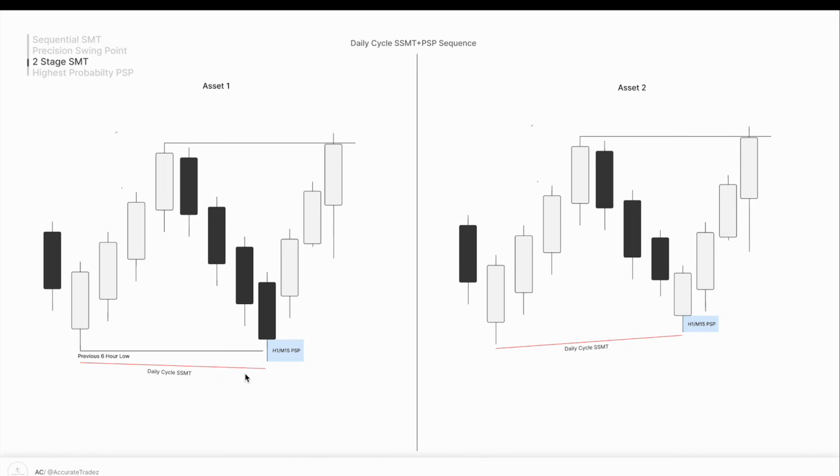Now we have our daily cycle sequential SMT, right, where one asset takes out the previous 6-hour low or the previous session's low, and we form a daily cycle sequential SMT. For this, you can use an hourly or 15-minute PSP to confirm it, and then you can look for a lower time frame entry signature and then catch this expansion higher.